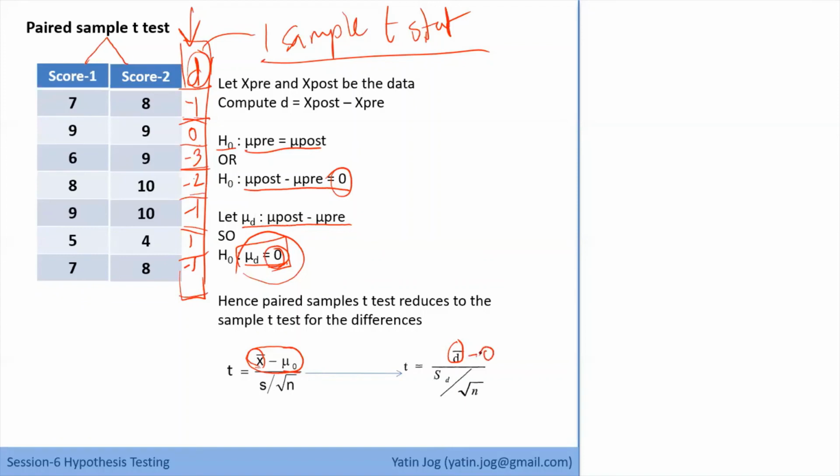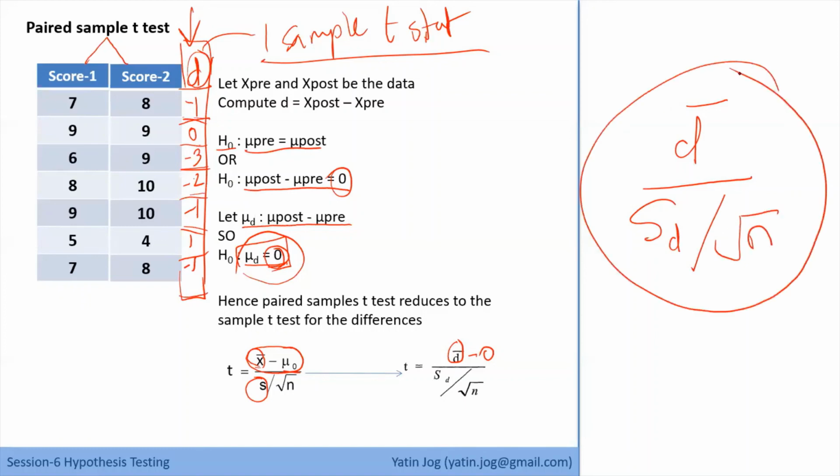So it is as good as d bar minus 0, and d bar minus 0 is d bar itself. So I'll just write d bar in the numerator. What is my denominator? Standard deviation. In this case, it will be the standard deviation of the d column divided by root n, which remains as it is. So this becomes my formula for the paired sample t test.